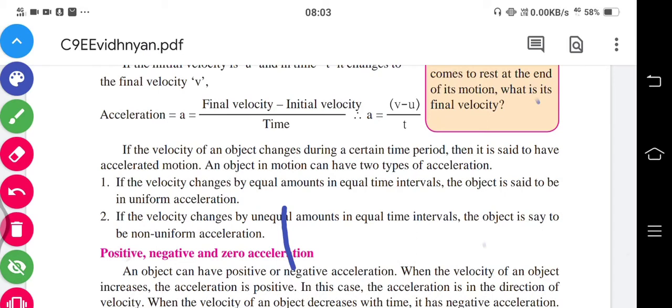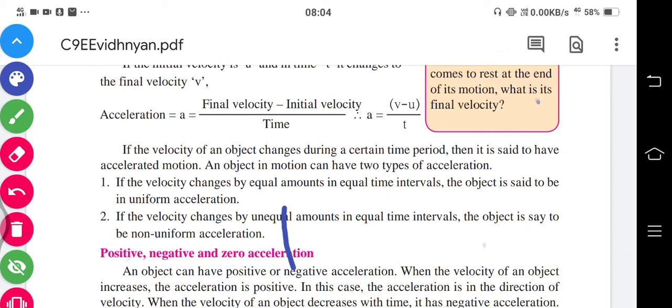If the velocity of an object changes during a certain time period, then it is said to be accelerated motion. If time passes, velocity also changes. For the ball, the top is less, the middle is more, and the bottom is zero or less. So change in velocity as time passes is called acceleration.